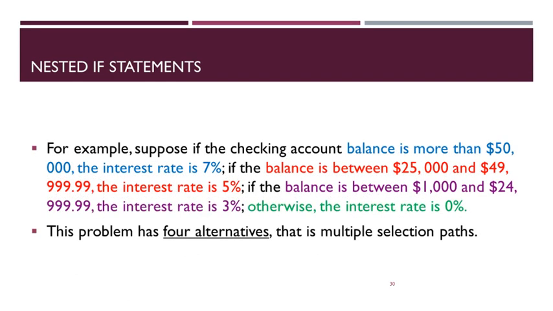So let me see what is the first example of nested if statement. As you can see, I already highlighted four alternatives for this problem. The blue one is the first condition, and then this red one is the second condition, the purple one is the third condition, and otherwise for the green one, it will be the fourth condition. So basically this problem has four alternatives, which means we need to use the multiple selection path.